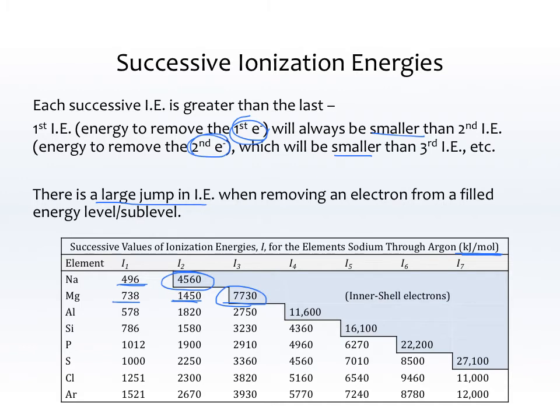Once you try to remove that third electron, you're removing it from a filled energy level or sublevel, and it requires significantly more energy. In this way, by looking at the successive ionization energies, you can determine which element you're looking at. When you see the large jump in ionization energy from 2,000 to 11,000, from 4,000 to 16,000, from 6,000 to 22,000, you can tell that an atom would relatively easily lose, in this case, 5 electrons, but it would require a significant amount of energy to lose 6 electrons. Therefore, this atom must be in group 5 or group 15, and it so happens that it's phosphorus.